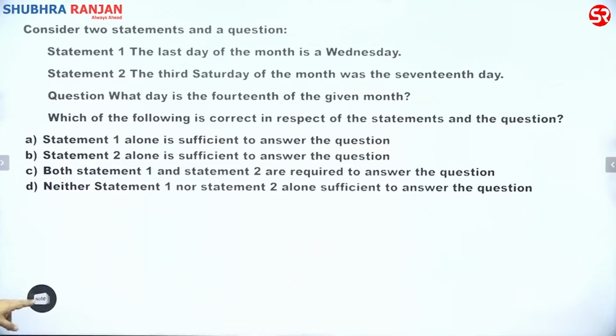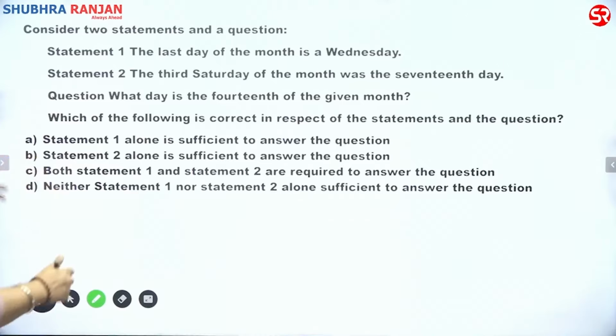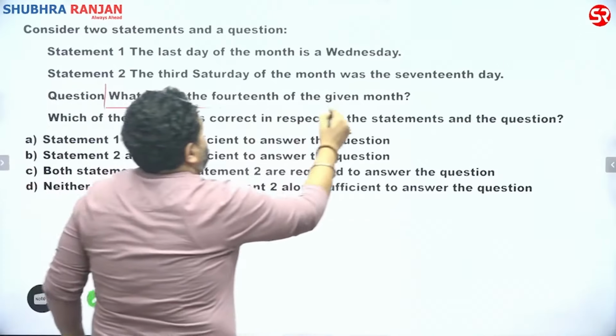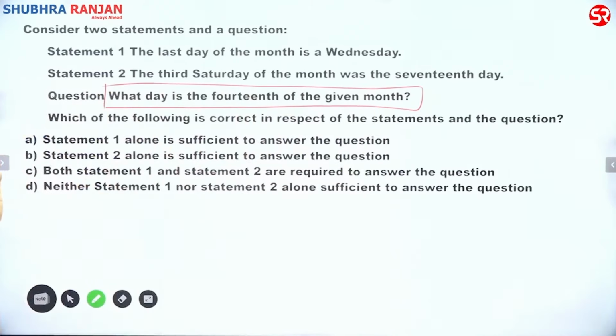Now the things have changed again. Right now he says something else. Which of the following statements is correct with respect to the statements in the question? What is the question? What is the 14th day of the month? Right? The question is this. The last day of the month is Wednesday. First statement. Now, the last day of the month can be the 31st also, 30th also, 28th also, 29 also, right? So the first does not give the answer.